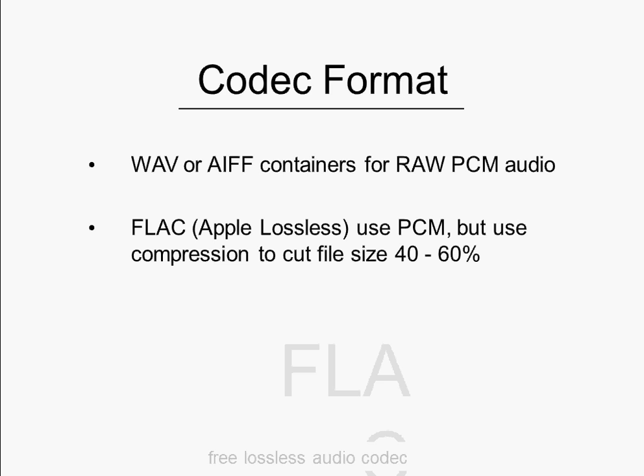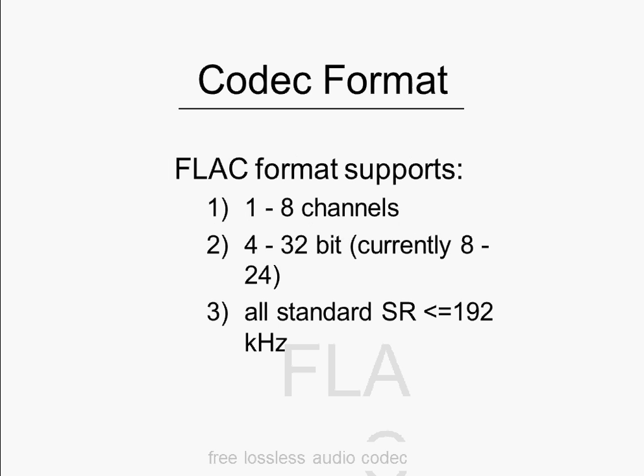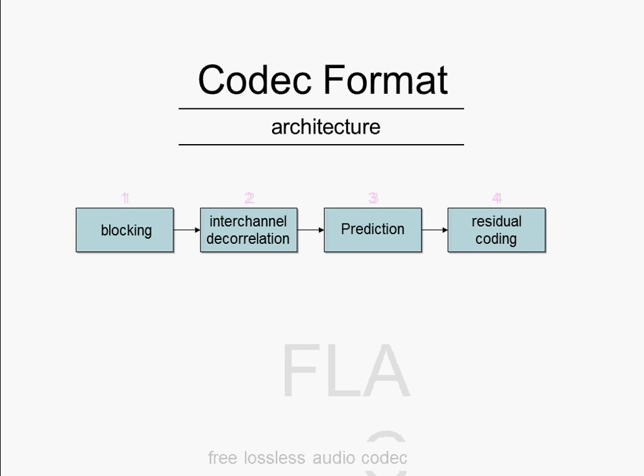Now the codec format of the FLAC: WAV or AIFF container for raw PCM audio. FLAC using PCM but uses the compression to cut the file size between 40 to 60%. Now FLAC format supports up to 8 channels, 4 to 32 bit and all standard sample rates less than or equal to 192 kilohertz. Now the architecture of the FLAC codec format.